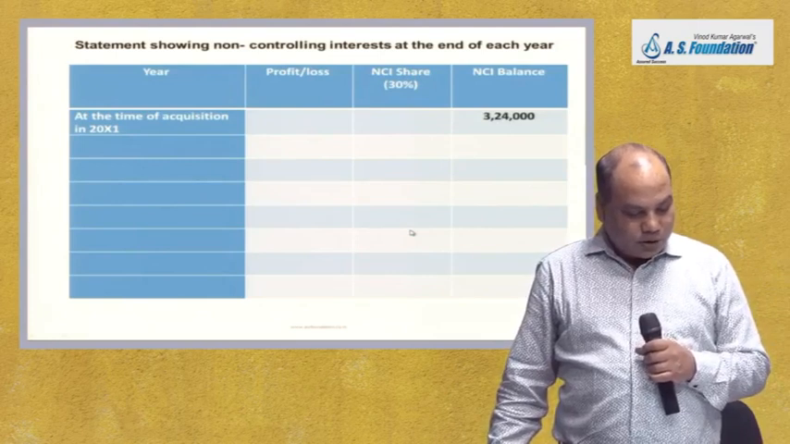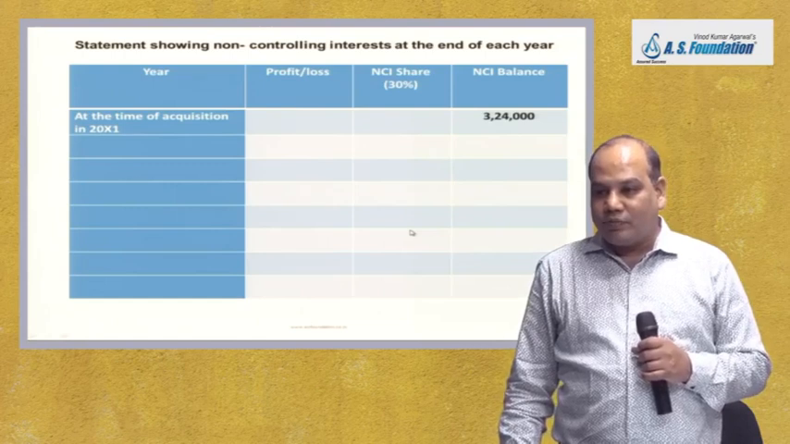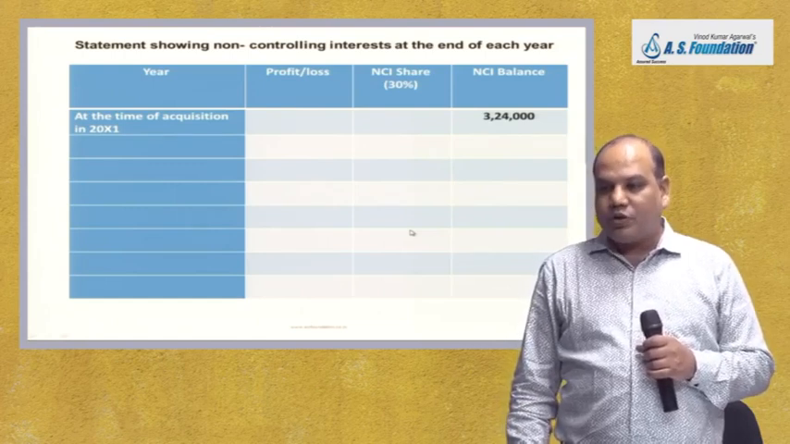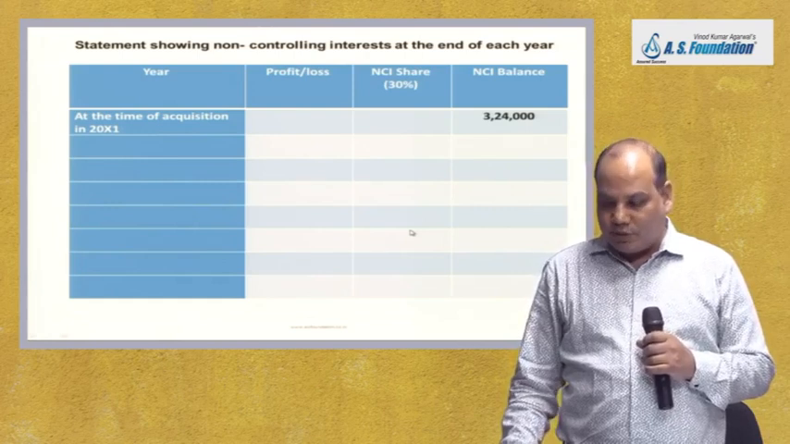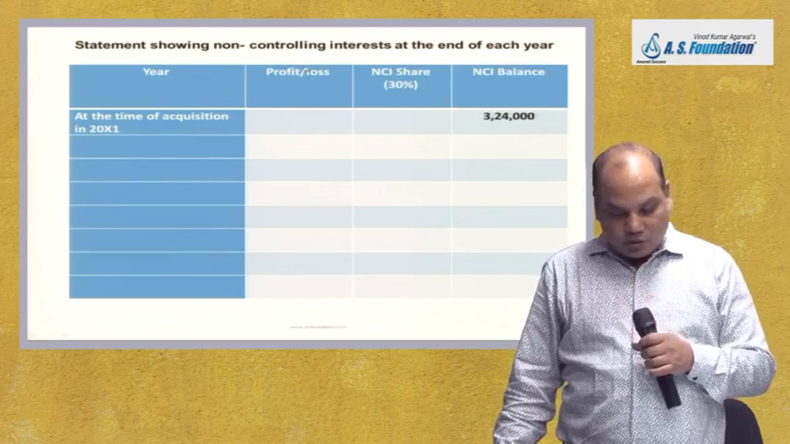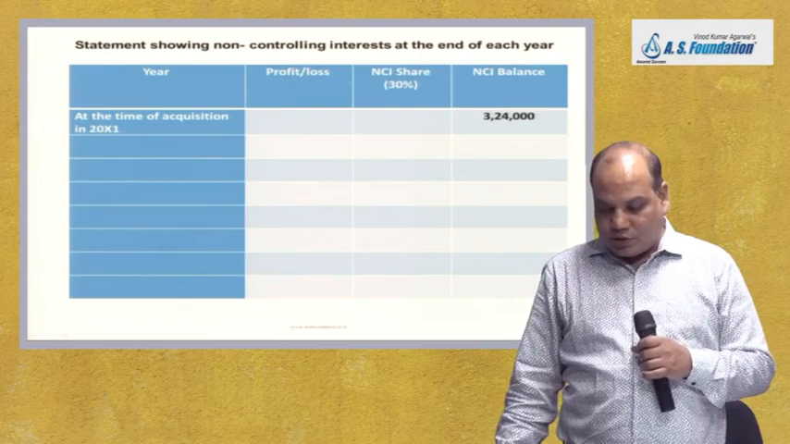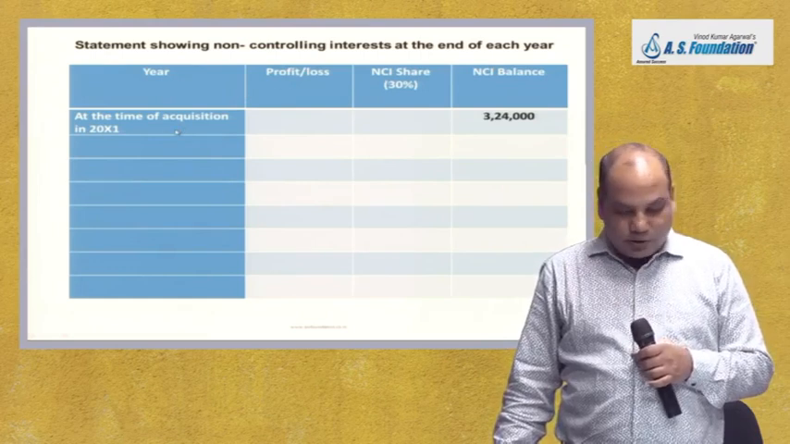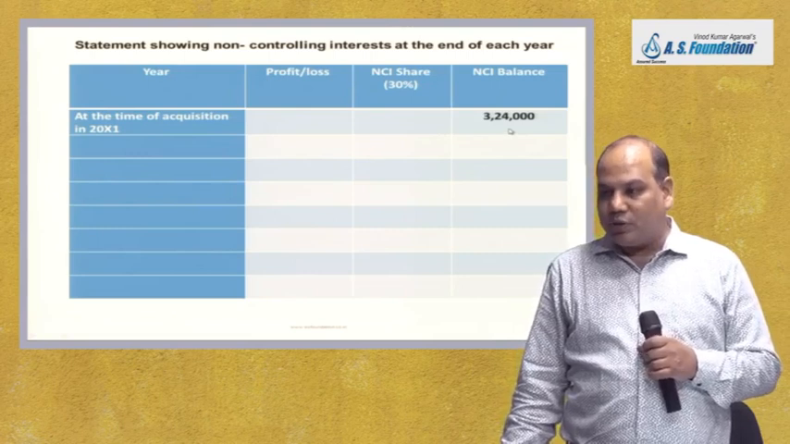Now you must have understood goodwill figure will not change unless it is impaired. Question is silent about impairment, loss of goodwill. So we'll keep the goodwill constant for those 6 or 7 years given in the problem. Now on the screen, check how to compute NCI at the end of each year. So first I will write NCI at the time of acquisition. How much was that? 3,24,000.